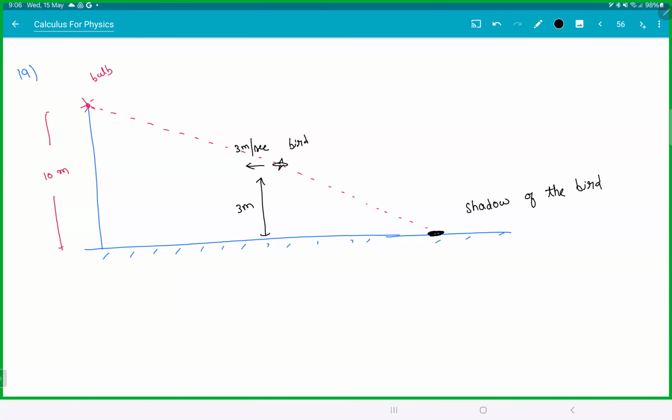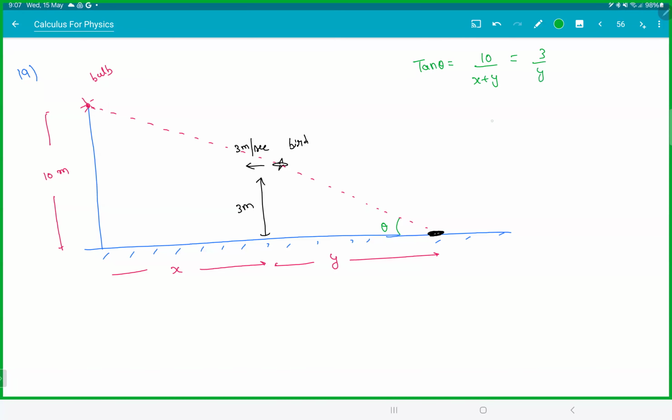So let this distance be x. Let this distance be y. This is actually the same as the previous question, the height question. If I take this angle as theta, then tan theta is 10 by (x plus y), the big triangle. It is also equal to 3 by y. So 10y is 3x plus 3y. So we get 7y is equal to 3x.